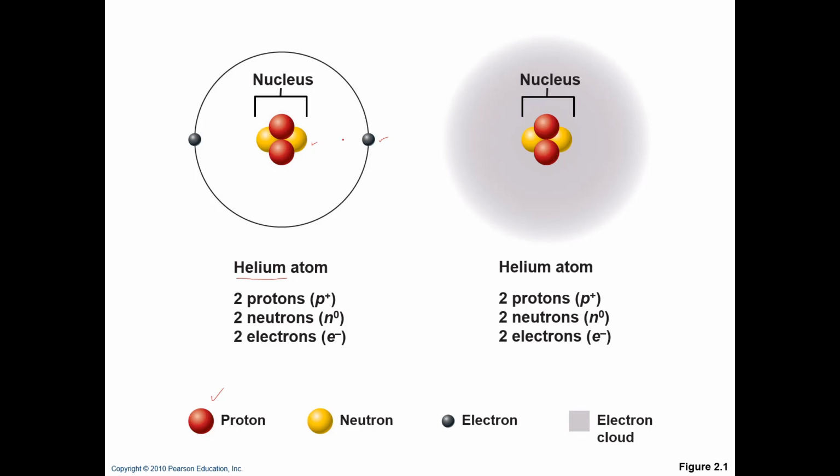Now, since the electrons orbit the nucleus, move around the nucleus very fast, when you see from outside, it looks like a cloud, and that is called the electron cloud.